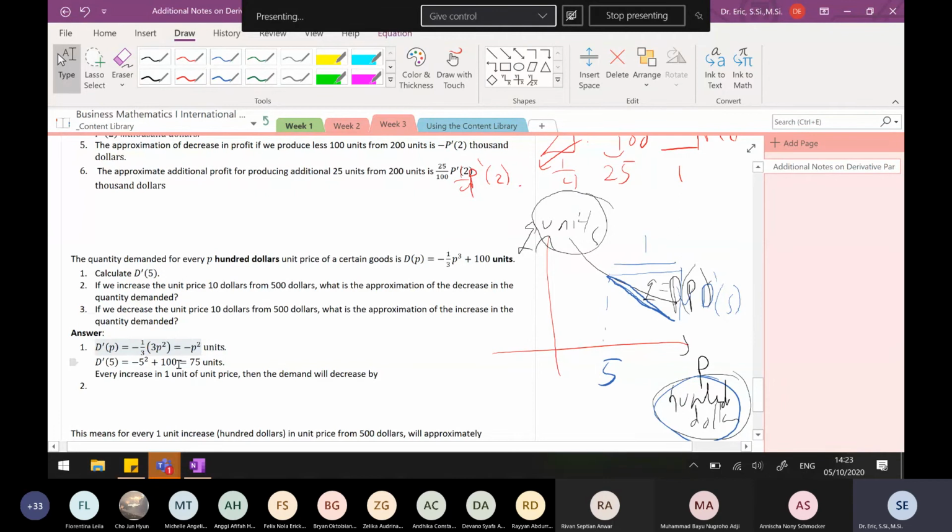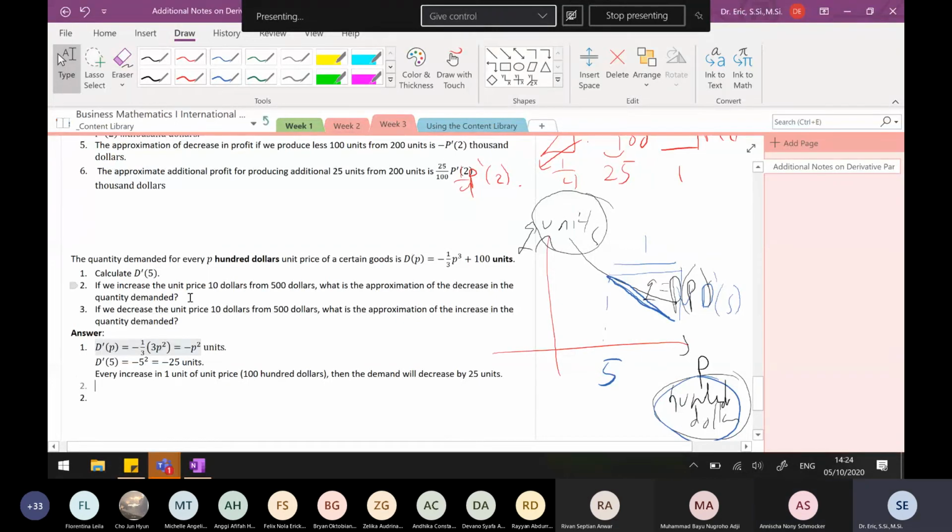Okay, so it will give you minus 25. So every increase in 1 unit of unit price, minus 25, sir. $100. Oh, thank you. So every increase in 1 unit of unit price, so if you add $100, people won't buy it. The demand will decrease by 25 units.